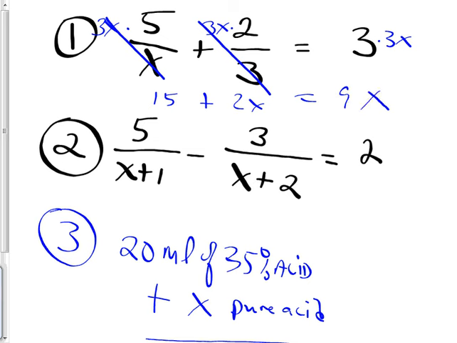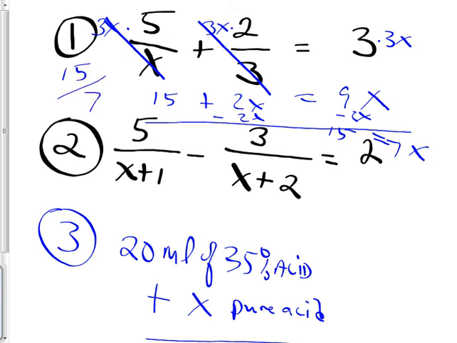Now you subtract minus 2x. And now I have 7x equals 15. And now the final answer is 15 over 7. Now, if they made that 2 and 1/7, that's fine too.